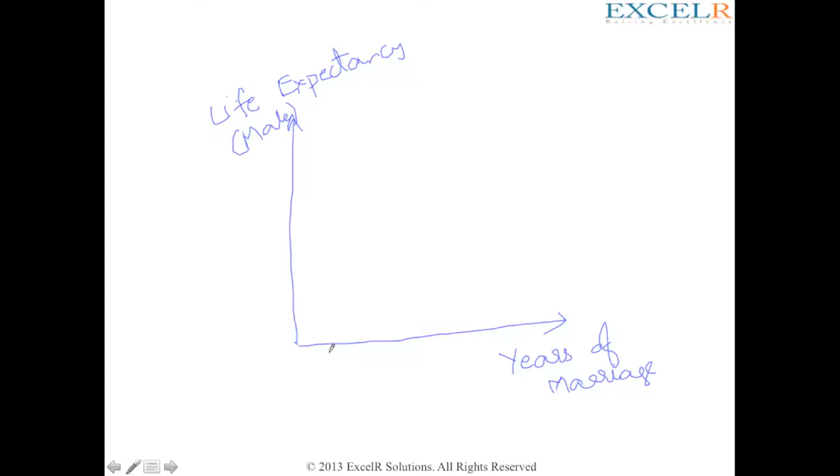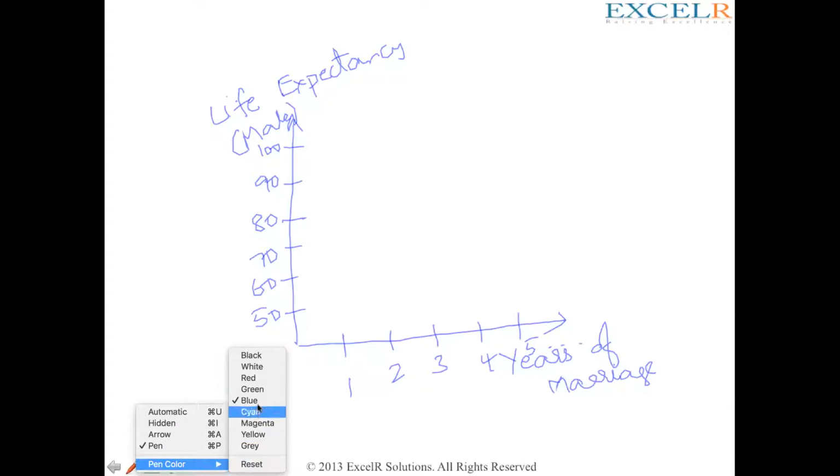of male. So 1 year of marriage, 2 years of marriage, 3 years, 4 years, 5 years of marriage, and so on. And here you have 100 years, 90 years, 80 years, 70, 60, 50, and so on. If you're married since 1 year, probably you can expect to stay alive for maybe 100 years also.